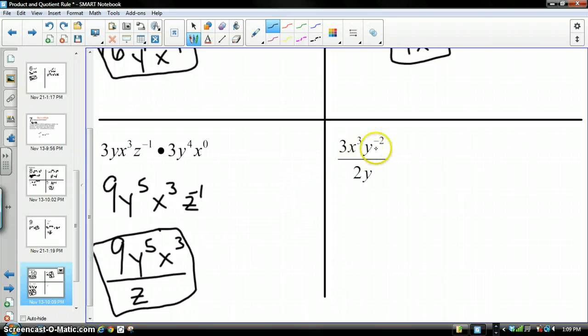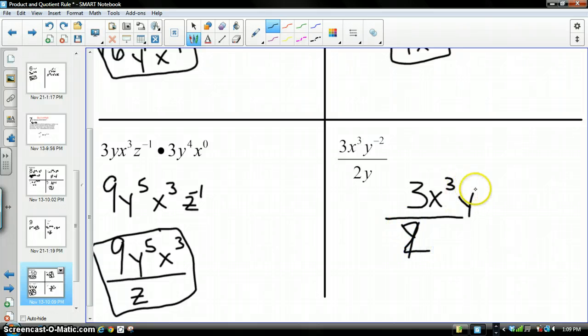Once again, we have coefficients that will not simplify, 3 over 2. So you want to leave that the way it is. And we have no other x's, so the x's stay on the top. And we have a negative 2 minus 1, which equals negative 3. So we need to get rid of that negative exponent, so we get 3x cubed all over 2y to the 3rd.